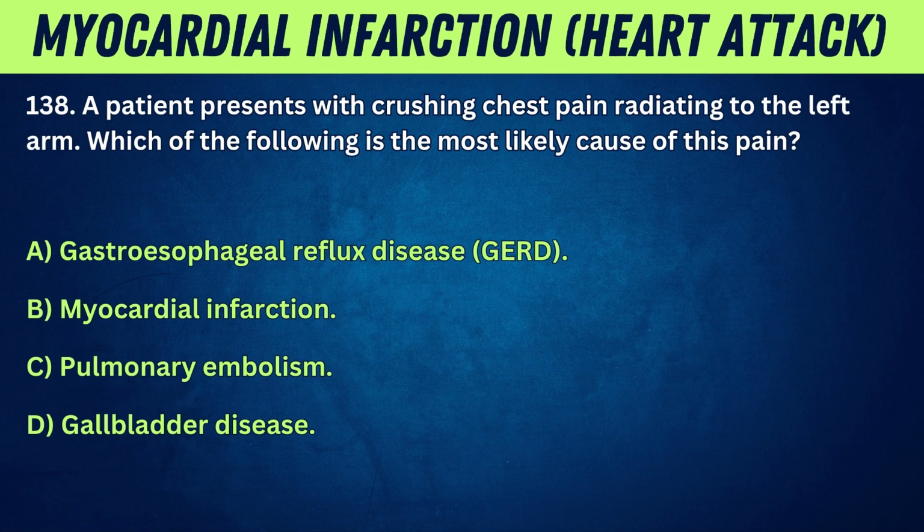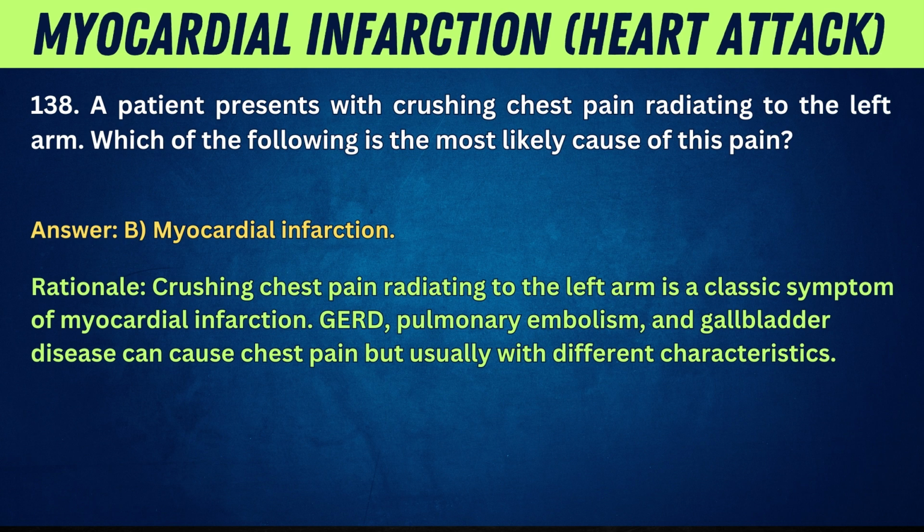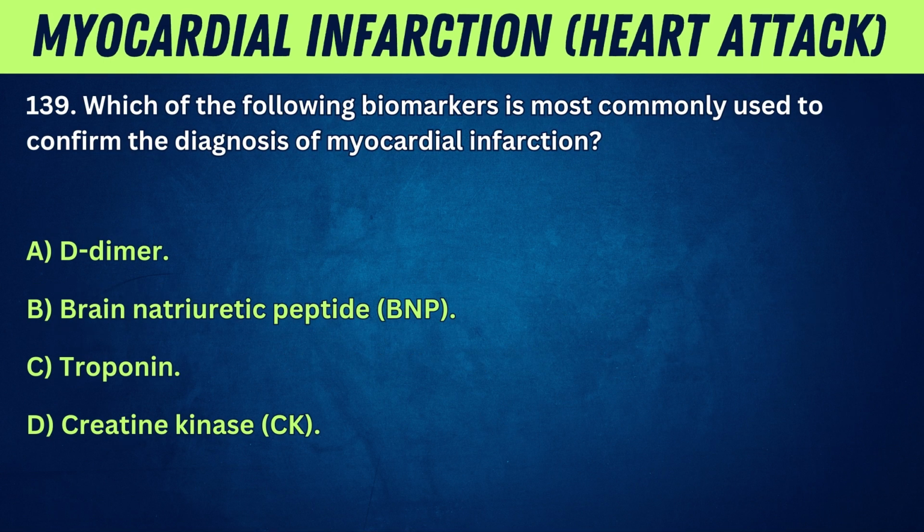138. A patient presents with crushing chest pain radiating to the left arm. Which of the following is the most likely cause of this pain? A. Gastroesophageal reflux disease (GERD). B. Myocardial infarction. C. Pulmonary embolism. D. Gallbladder disease. Answer: B. Myocardial infarction. Rationale: crushing chest pain radiating to the left arm is a classic symptom of myocardial infarction. GERD, pulmonary embolism, and gallbladder disease can cause chest pain, but usually with different characteristics.